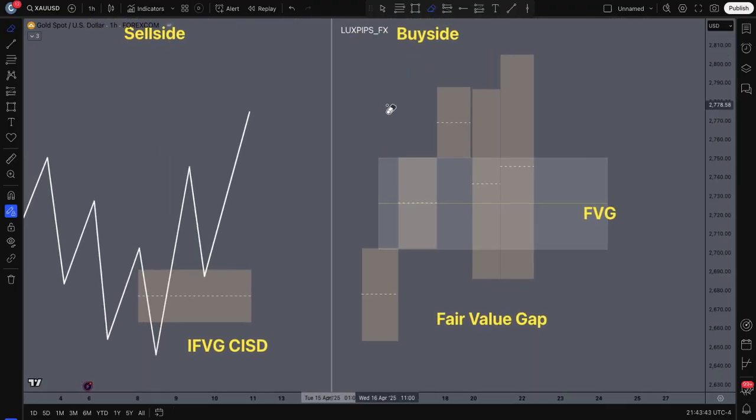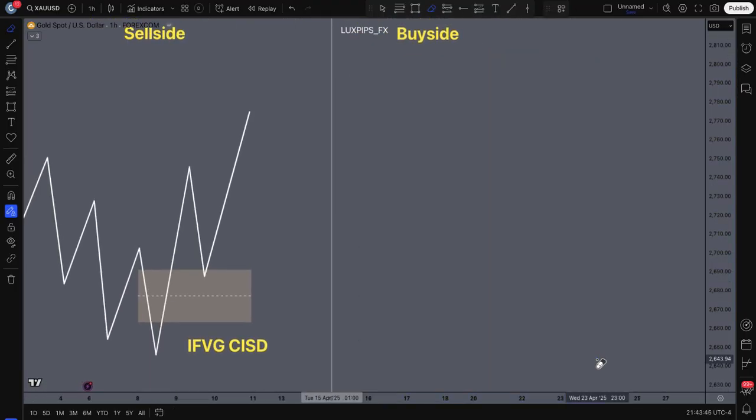So all an IFBG CISD is, it's called an inverse fair value gap.